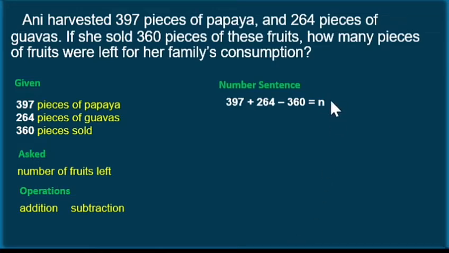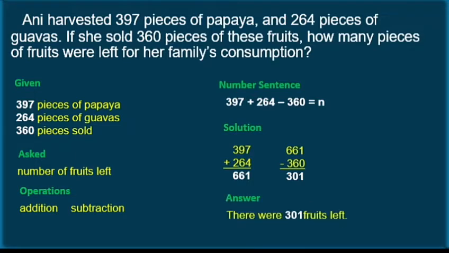Now let us add first, then we'll subtract. So adding, now you add 397 and 264. By the time you add, you have 661. So the solution gives 661. Then you can proceed to subtract your answer 661 from 360, and we have 301. So this actually means that the fruits that were left are 301 fruits.